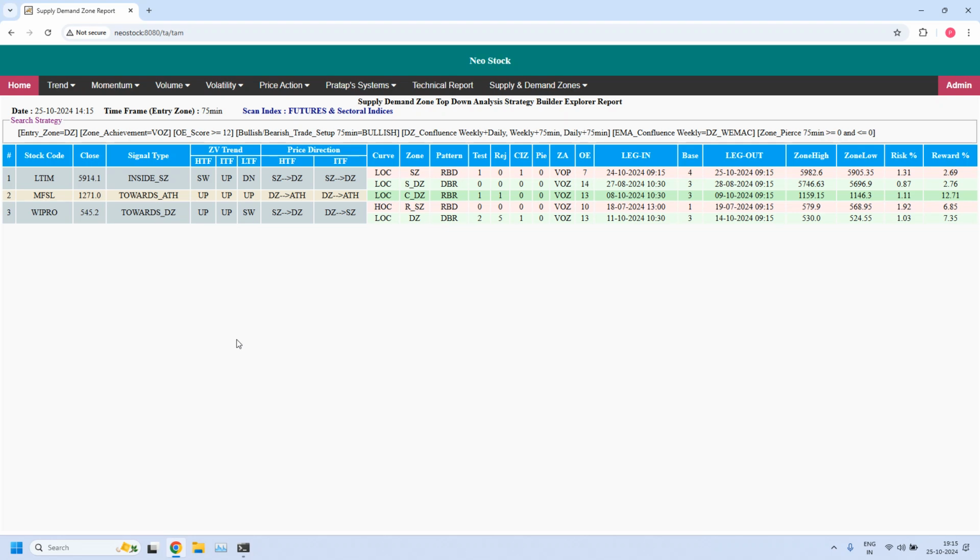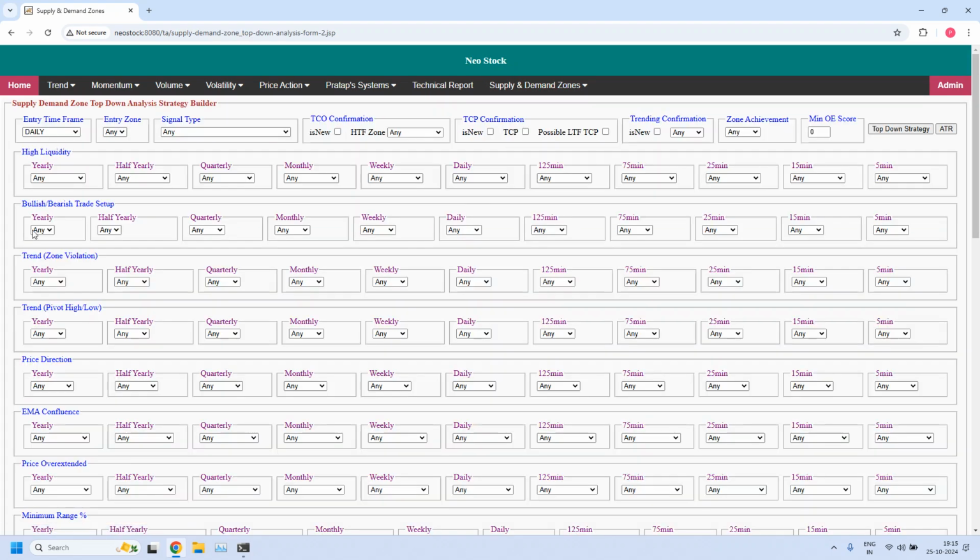Okay, this is about the bullish trade setup for weekly income trade. Next, bearish trade setup for weekly income trade. Entry time frame 75 minutes. Entry zone is supply zone. In bullish or bearish trade setup at 75 minutes, I am selecting bearish.